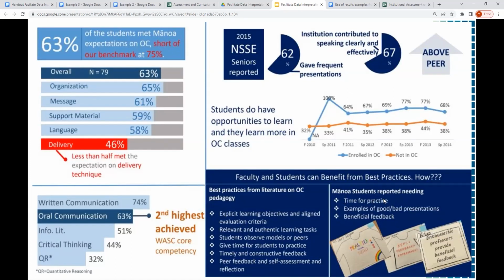They want more time for practice, examples, and feedback. And look, what does the literature say? Students observe models, practice, feedback. So what students say and what the literature says correspond. This gives our OC board a lot of power to make suggestions to faculty members because they're equipped with the knowledge of what literature suggests, best practices, as well as student voices.